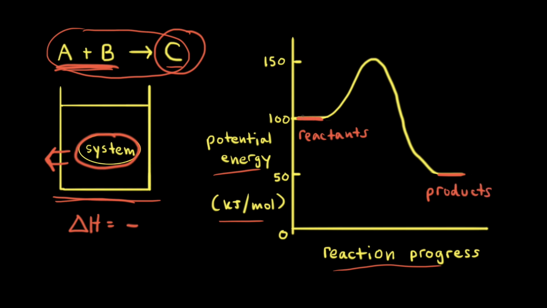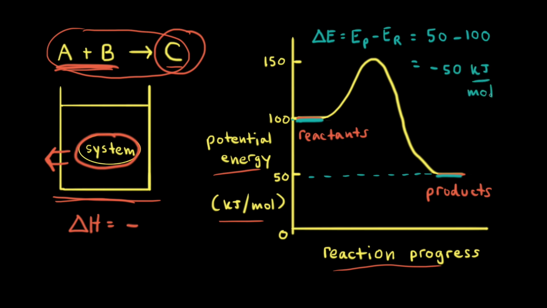Notice how the potential energy of our reactants is higher than the potential energy of the products. So if we were to find the change in energy, that would be the final minus the initial, so the energy of the products minus the energy of the reactants. For this energy profile, the energy of the products is about 50 kilojoules per mole, and the potential energy of our reactants is at 100. So this would be 50 minus 100, which is equal to negative 50 kilojoules per mole.